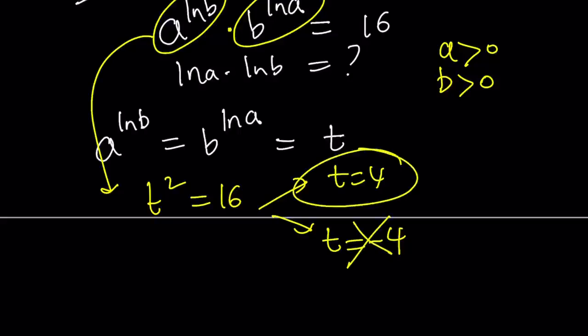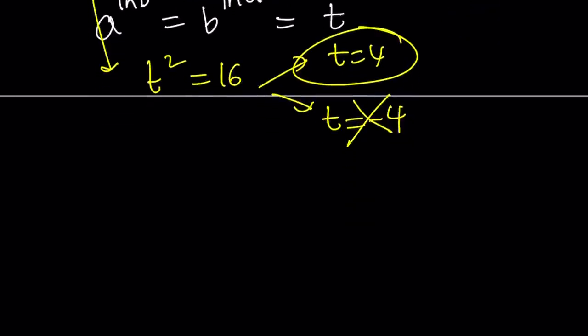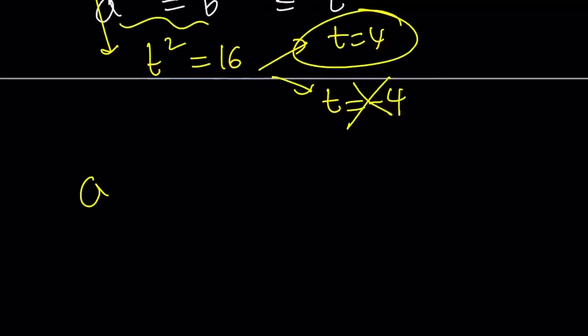But what is that supposed to mean? It just means t is 4, so we can take one of these. Doesn't matter which one. Let's go ahead and use a to the power ln b equals t, which is 4. Awesome. What am I looking for? I'm not looking for the 4 because I have 4, but I'm looking for ln a times ln b.